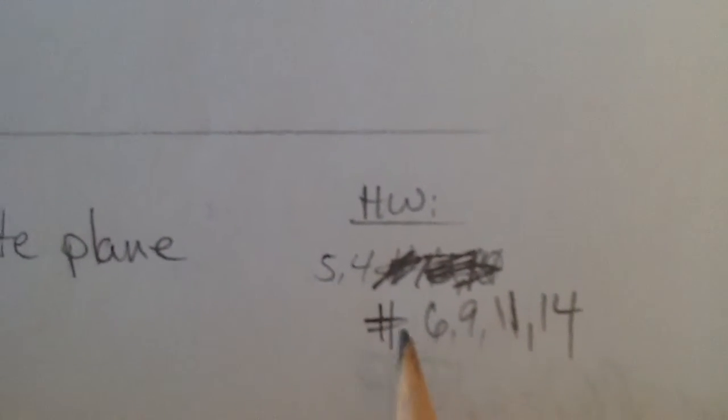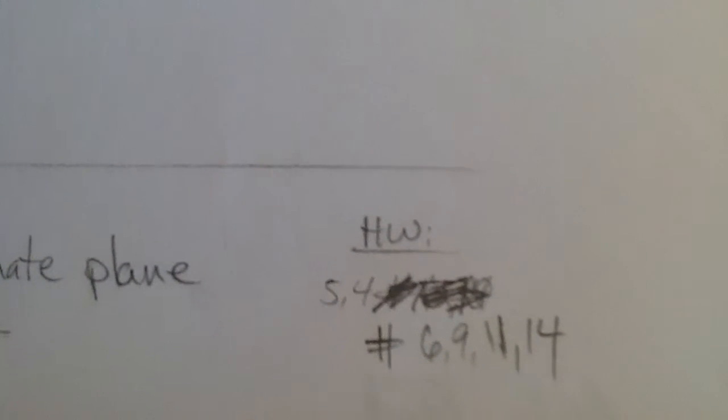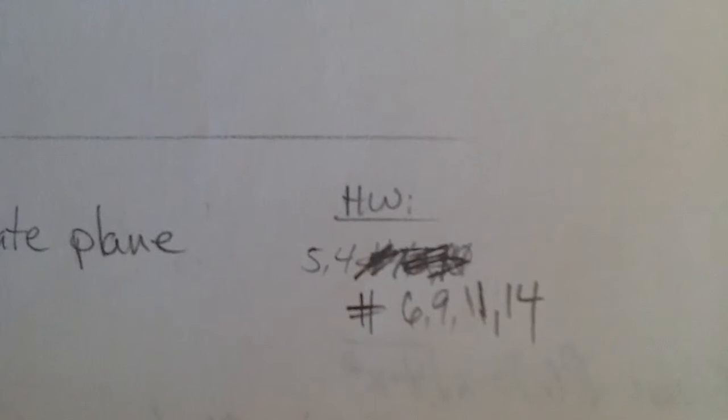Okay, your homework that will be due Tuesday is this. Write it down: 5.4, numbers 6, 9, 11, 14. I was trying to figure out a way to make this easy over the weekend, but there isn't one.